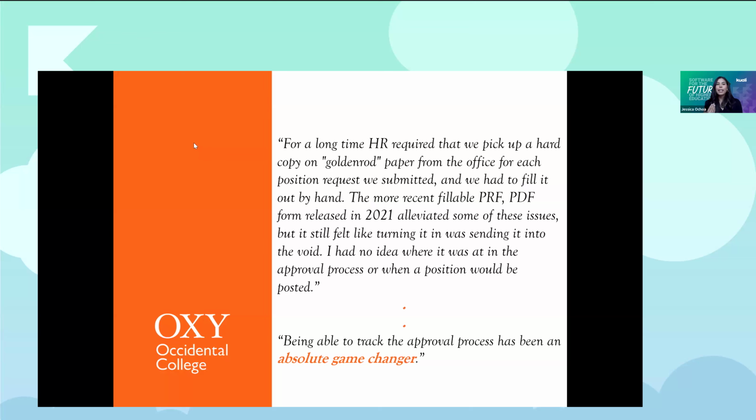And with the help of my Oxy colleagues, I was able to provide you with some positive information regarding our electronic forms. For a long time, HR required that we pick up a hard copy of the goldenrod paper form from the office for each position request we submitted, and we had to fill it out by hand. The more recent fillable PDF released in 2021 alleviated some of these issues, but it felt like turning it in was sending it into the void. I had no idea where it was in the approval process or when a position would be posted.